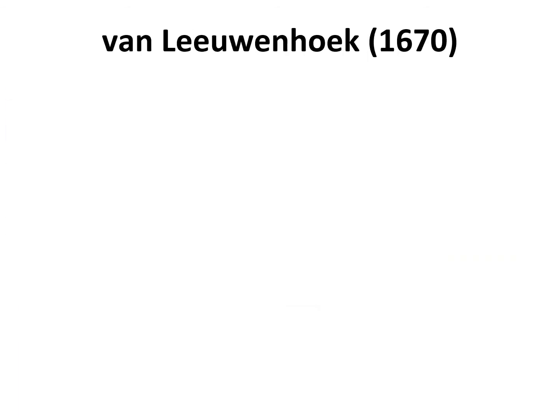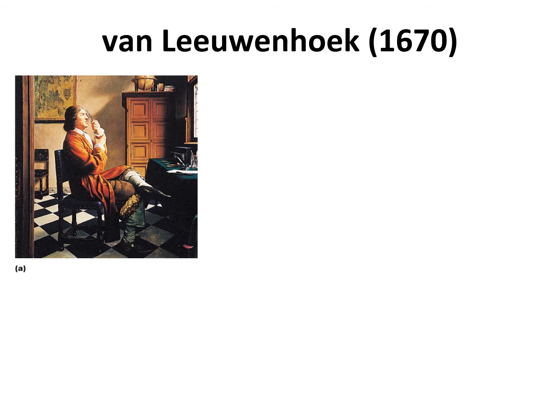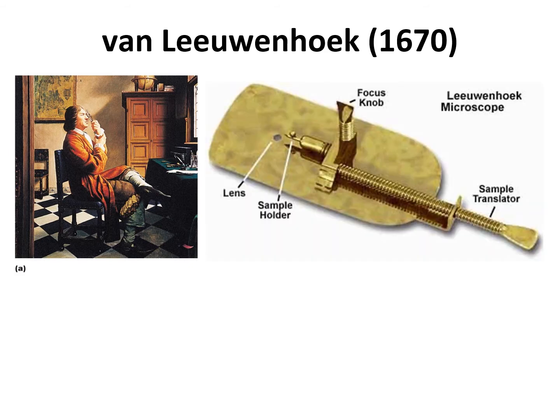The next scientist, which was a little bit later than Hooke, is van Leeuwenhoek, and he was a Dutch textile merchant. And so he was very interested in using the microscopes for thread count. And what he did is he developed a more sophisticated type of microscope that he could hold up to his eye, and the light would shine through a little hole and he could look at samples through that.